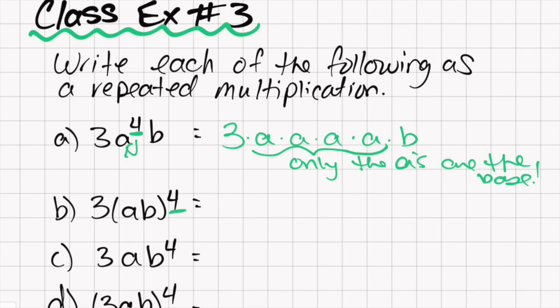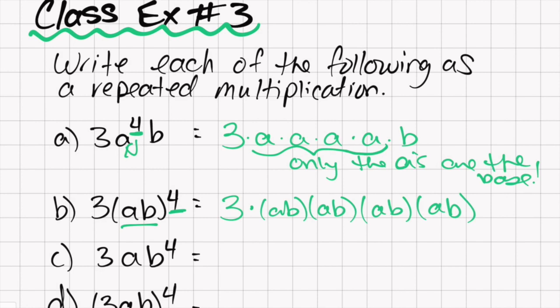All right, let's look at another example. For this one, we have 3 and then AB in brackets raised to the power of 4. Here, 3 is your coefficient, and that is going to be multiplied by AB, and AB is going to be multiplied by itself 4 times. So 3 times AB times AB times AB.